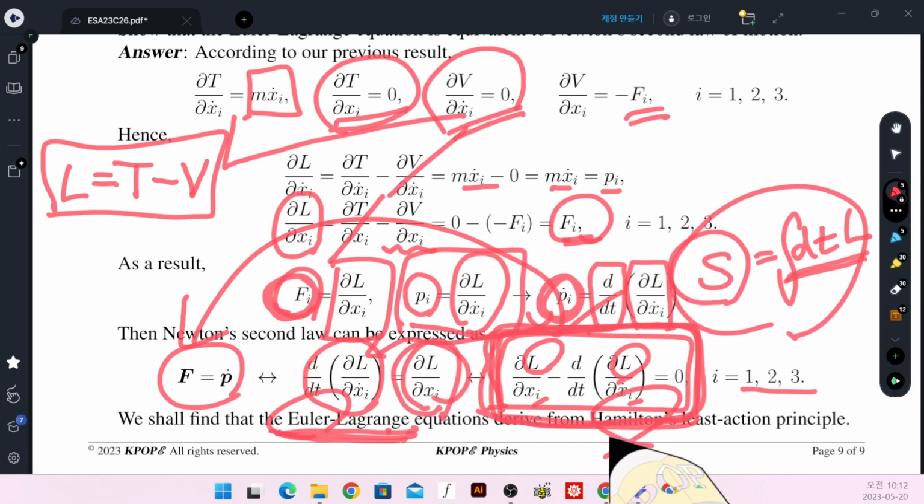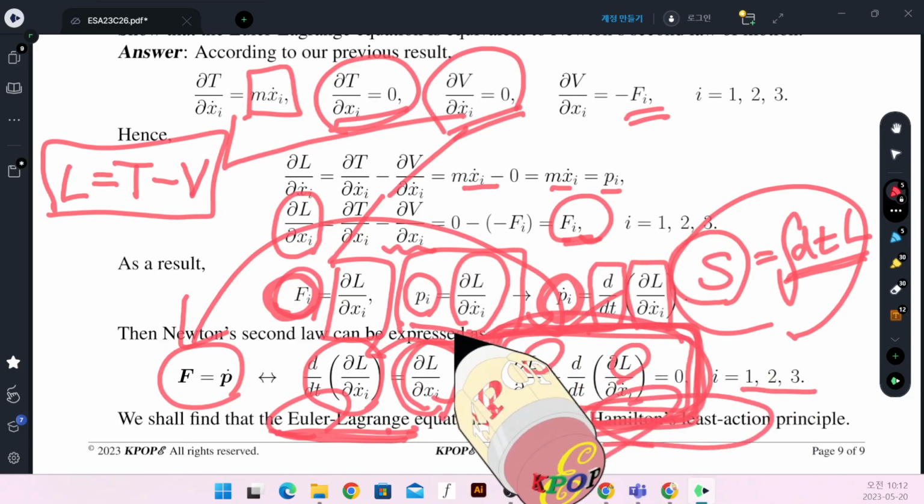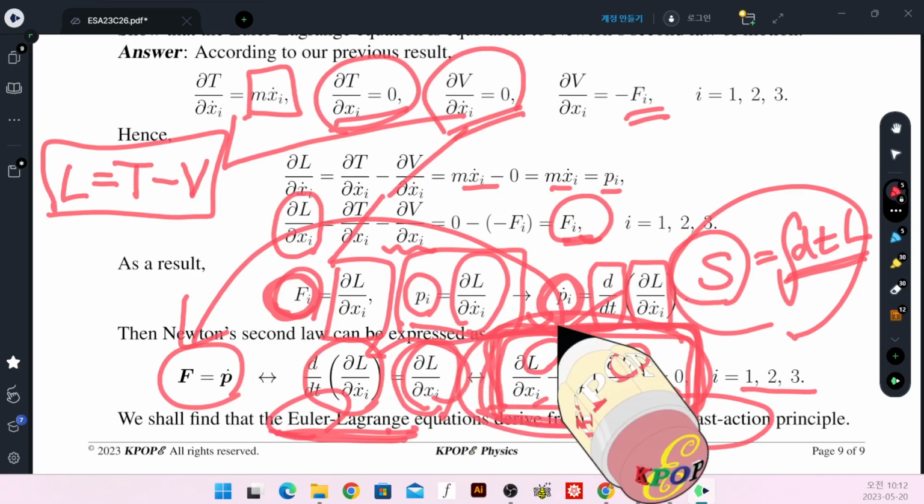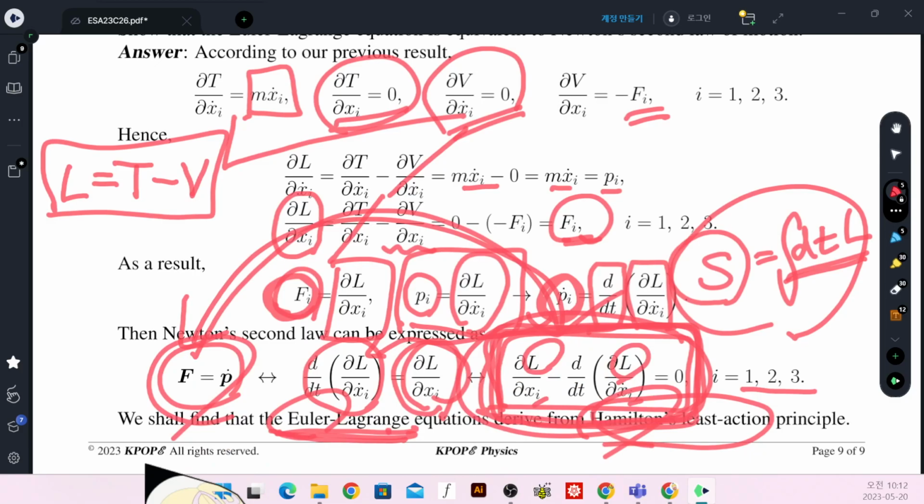So Hamilton's least action principle can be used in a very simple way to reproduce the Euler-Lagrange equation. And because we have found that they are equivalent to Newton's second law, we do not have to worry too much about how to construct the equation of motion in a complicated system. Just apply the least action principle, just like Fermat's principle, to reproduce Snell's law.